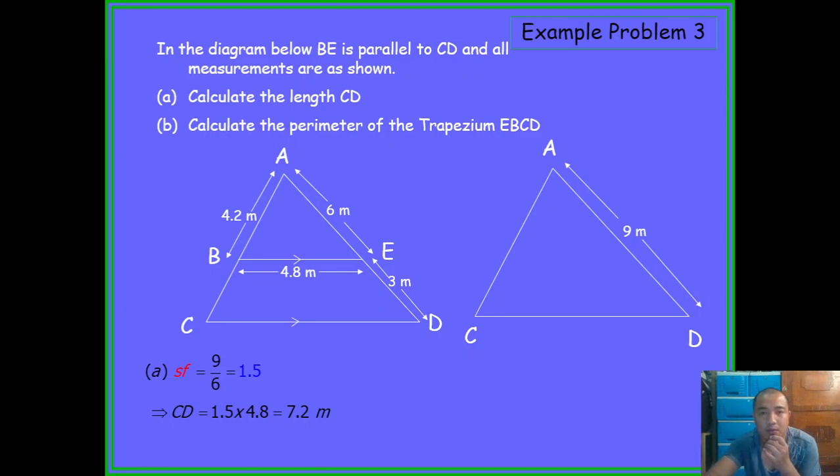Calculate the perimeter of the trapezium EBCD. Ito. EBCD trapezium. Trapezium siya. So add mo lang yung sides. 4.8 plus 3 plus 7.2. What is the length of BC?